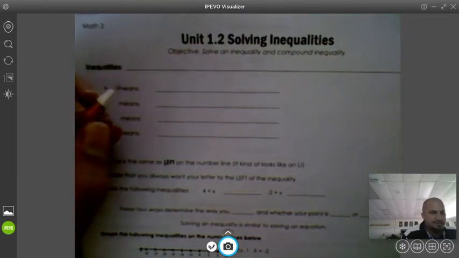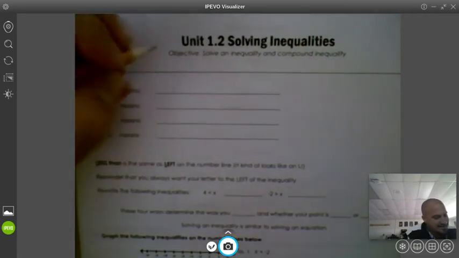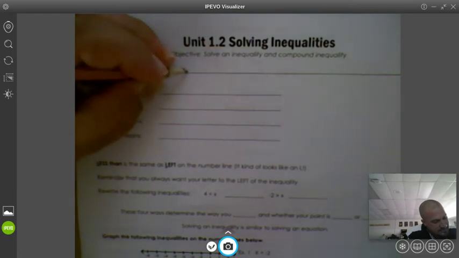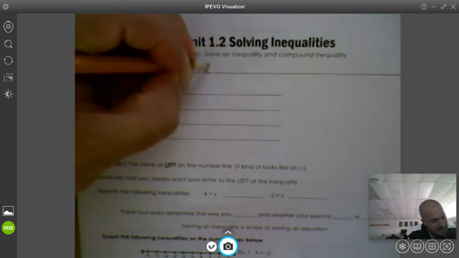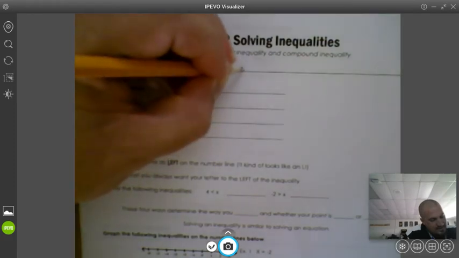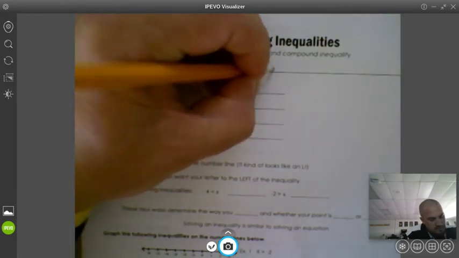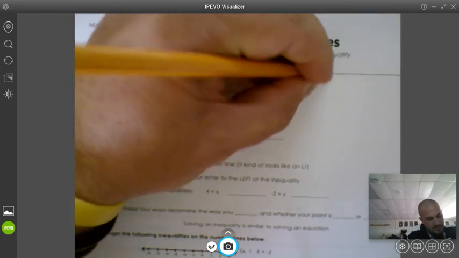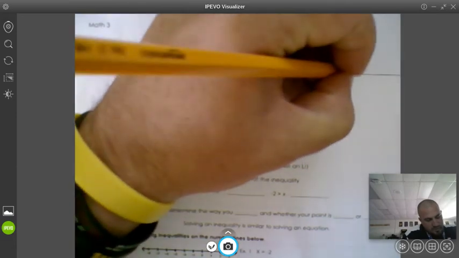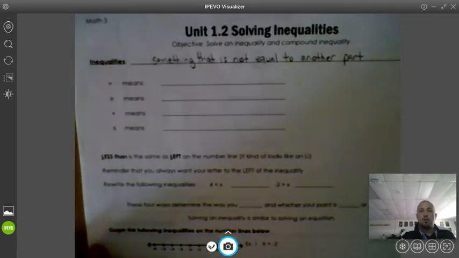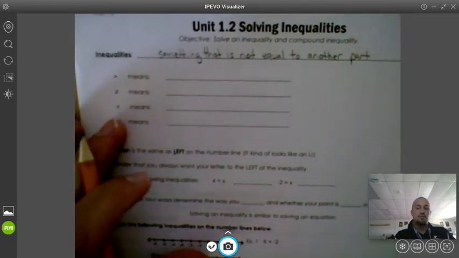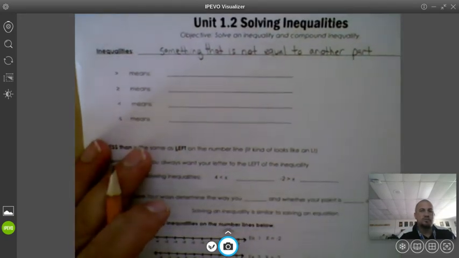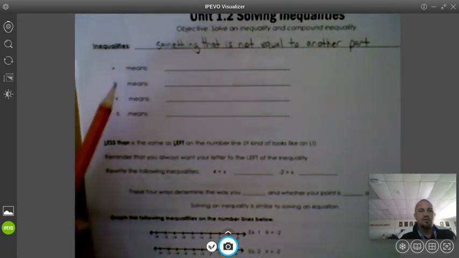So, an inequality is something that is not equal to another part. So instead of an equation where one thing equals something else, an inequality is when something is not equal to another part. Okay. And we have our inequality symbols here.